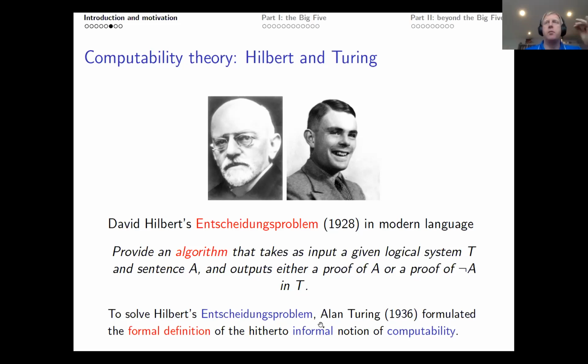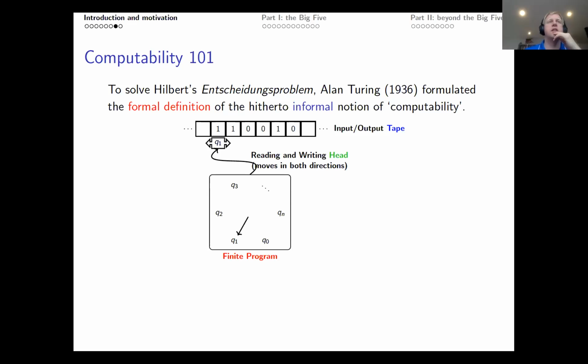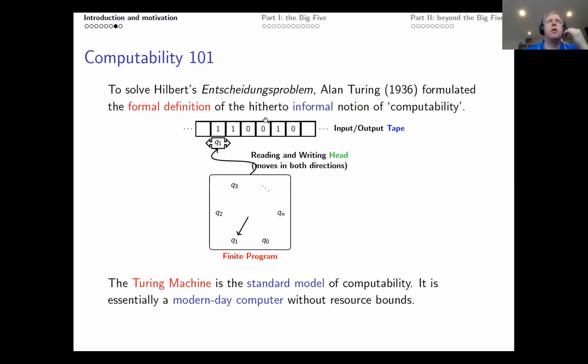And he formulated a formal definition of computability, which made him famous, actually. And that became computability theory. So what is Turing's definition of computability? So essentially, it's usually described as the Turing machine, the standard model of computability. And it amounts to a modern day computer without resource bounds.